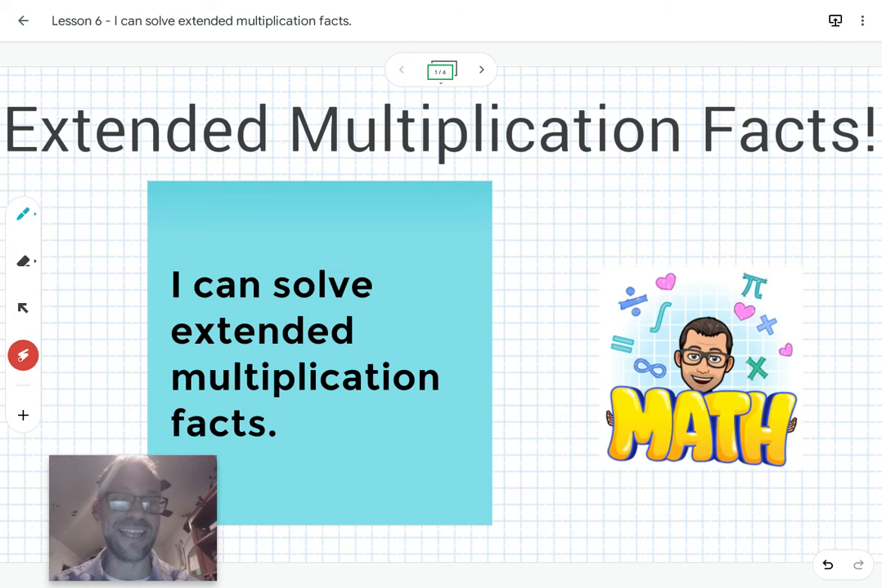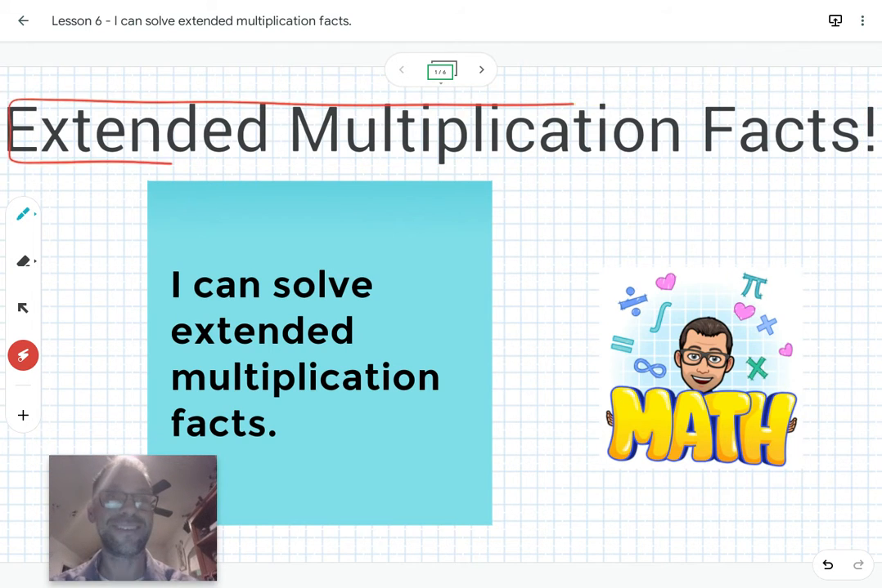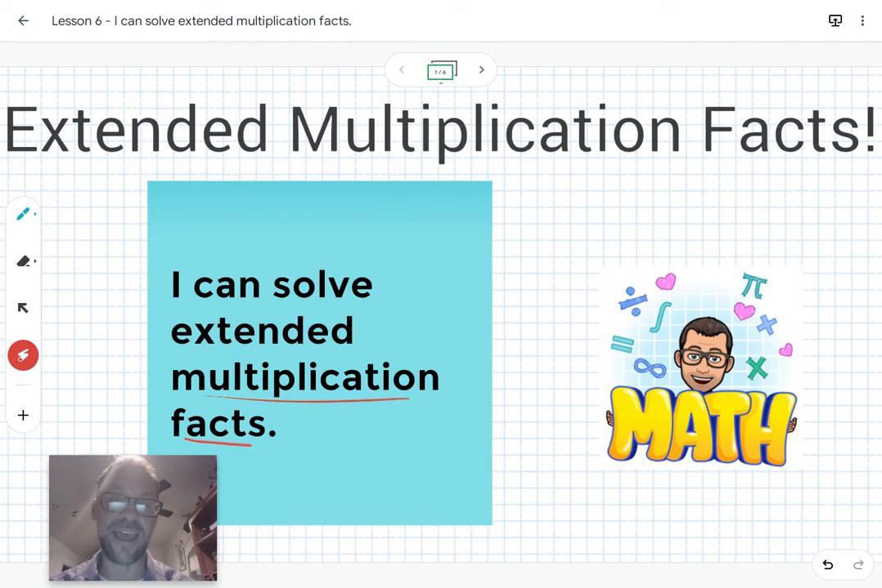Welcome to today's lesson on extended multiplication facts. Today's learning target is I can solve extended multiplication facts.